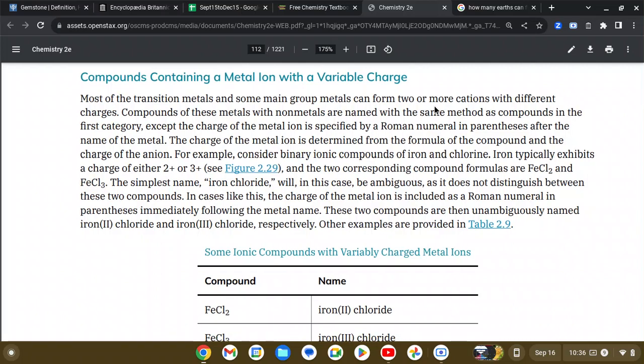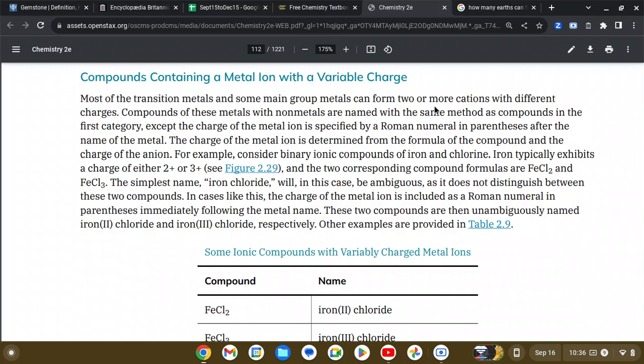Compounds containing a metal ion with a variable charge. Most of the transition metals and some main group metals can form two or more cations with different charges. Compounds of these metals with nonmetals are named with the same method as compounds in the first category, except the charge of the metal ion is specified by a Roman numeral in parentheses after the name of the metal. The charge of the metal ion is determined from the formula of the compound and the charge of the anion.